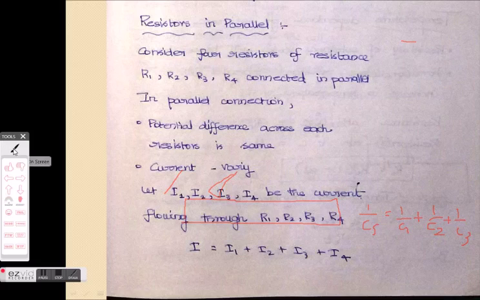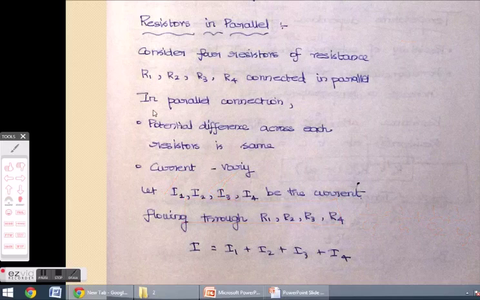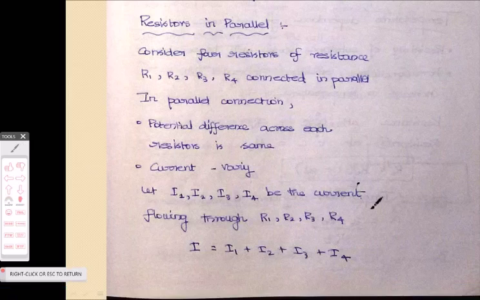Resistors in parallel. Consider 4 resistors of resistance R1, R2, R3, R4 connected in parallel. In parallel connection, the potential difference is the same, but the current varies. Let I1, I2, I3, I4 be the currents flowing through R1, R2, R3, R4. I is equal to I1 plus I2 plus I3 plus I4.